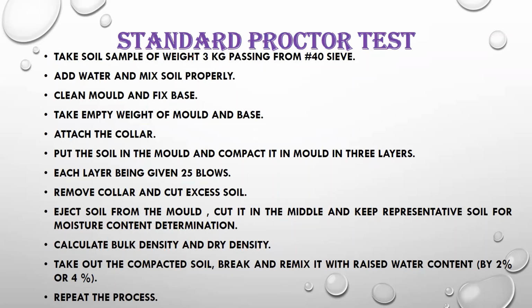Calculate bulk density and dry density. Take out the compacted soil, break and remix it with raised water content by 2% or 4%. Repeat the process. I will tell you its practical demonstration in my other videos, because I have recorded that video, so I will upload it in the next video.